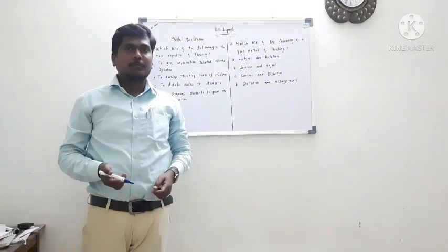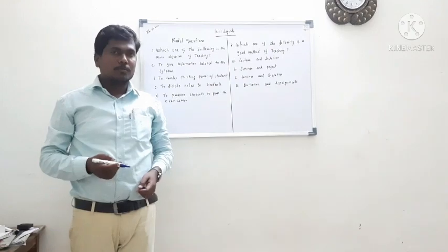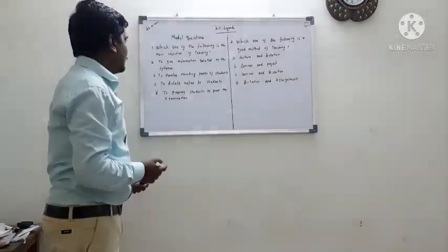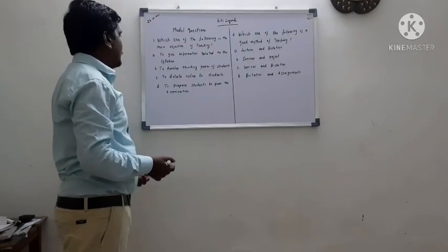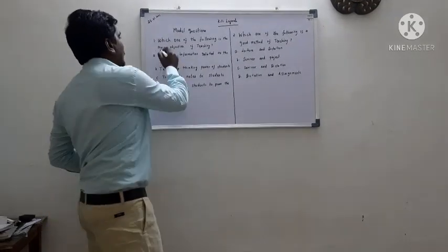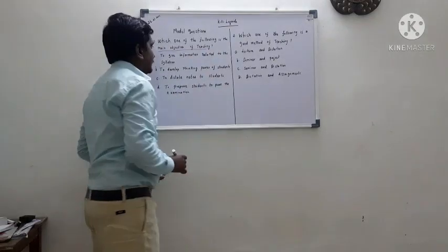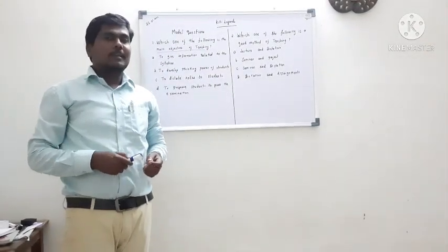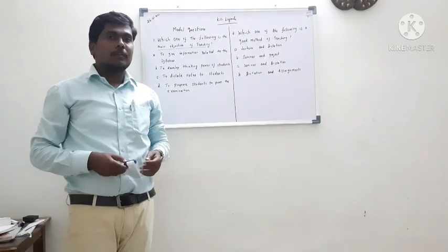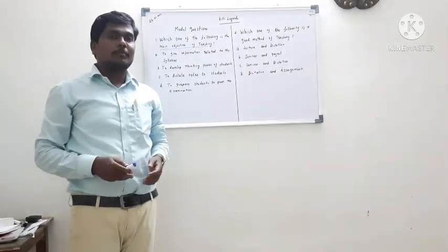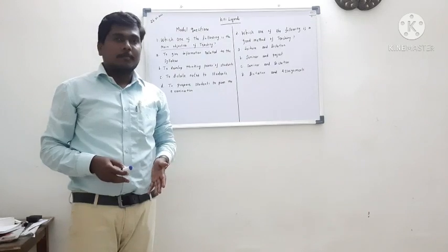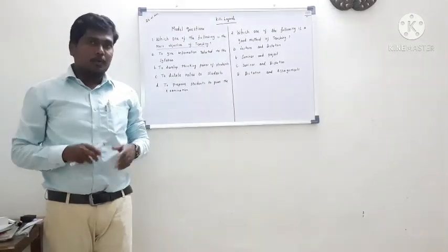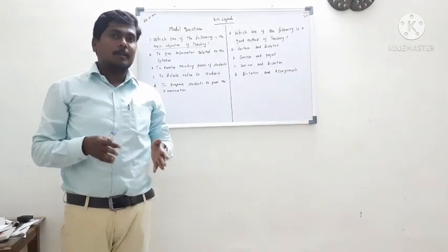Here are some model question papers, which will throw some light on the topic. The first question is: which one of the following is the main objective of teaching? We can use the option elimination method, which will fetch you the most appropriate answer, because here you are not going to write the correct answer; you are going to choose the most appropriate answer.